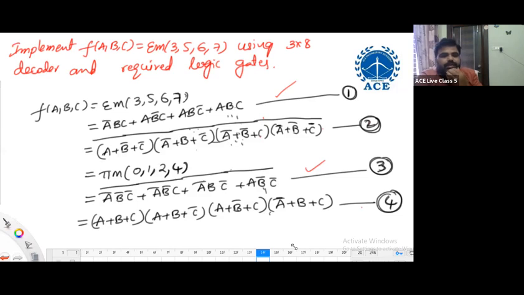So finally, what is it here? One and two are SOP. It looks like POS, but it's not POS. It is SOP only. 3 and 4 are POS.